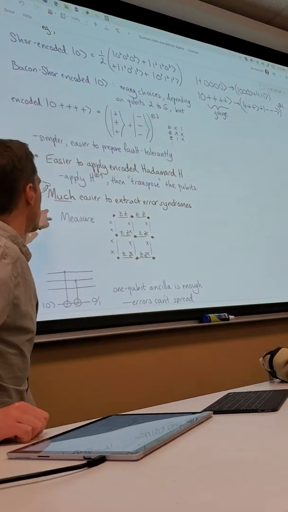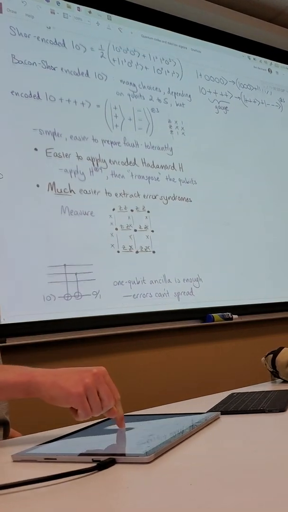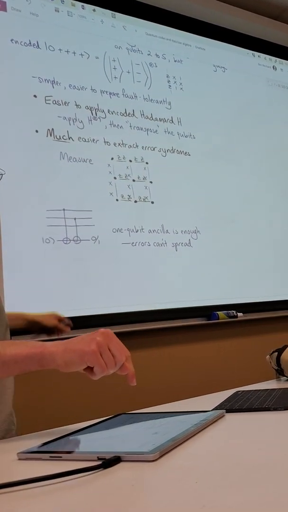This is the most important property, the fact that you can measure the stabilizers just with weight 2 operators. I'll talk about this later.